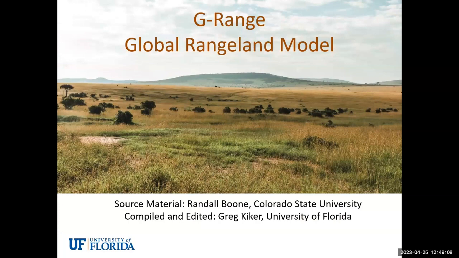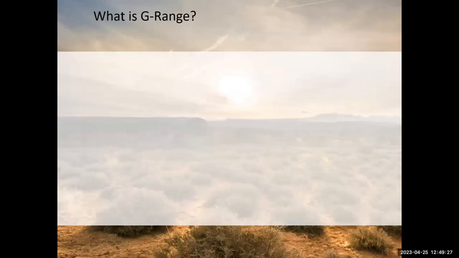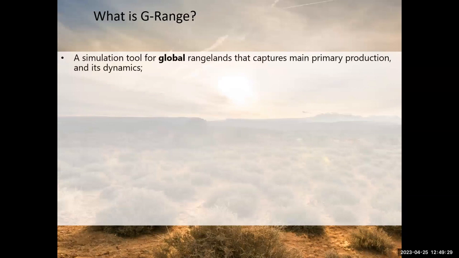Okay, so that was SAVANNA. Now let's simplify it, and let's make G-Range the global. Again, this was source material by Randy Boone, and I just did some editing. G-Range came from the world that if you want to do a huge amount of area, SAVANNA needs too much. So Randy Boone simplified it and really combined SAVANNA with the Century model, and he created a global range model.